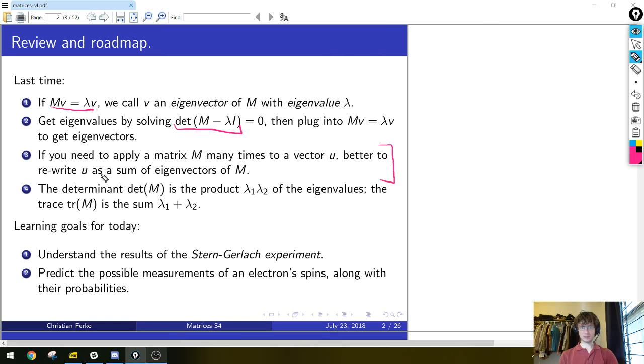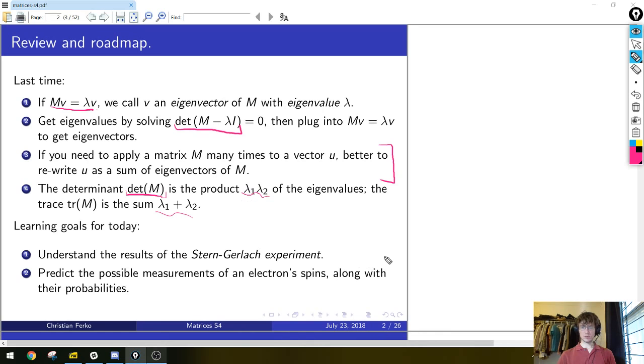And then the last thing was we saw that for a general 2x2 matrix M, the determinant will always be the product of the eigenvalues. This thing we saw in session 2, I think, yes, the determinant was in session 2. We see this has a new interpretation as the product of the eigenvalues, and the trace is the sum. So that was last time.